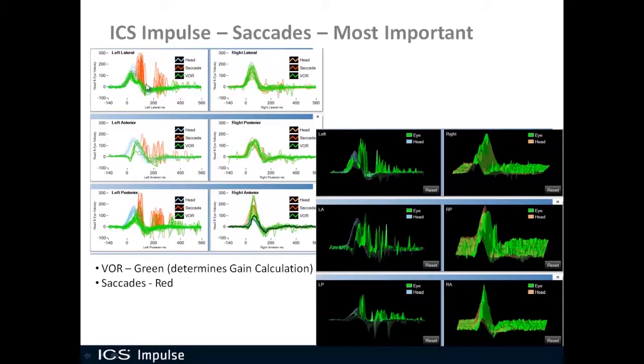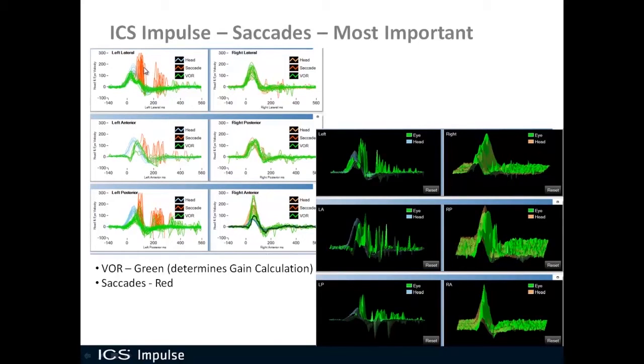So the eye trace is shown in green for the vestibular ocular reflex and red for the saccades. The way we calculate gain is we compare the green trace, and on the left side it's to the blue trace. The blue is the head. If you were looking at a right side, you would have orange traces.